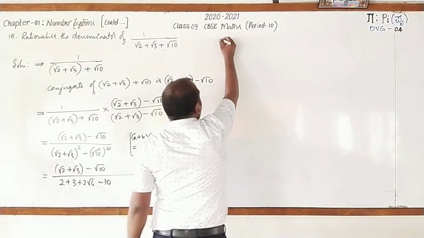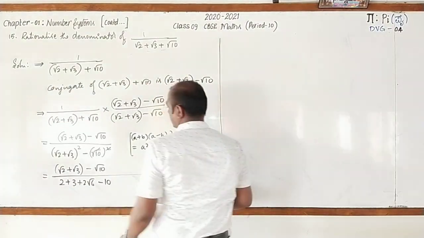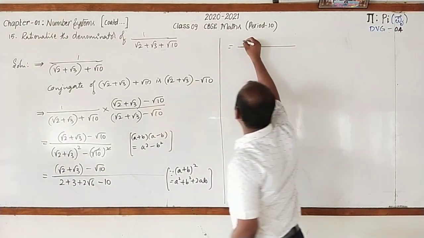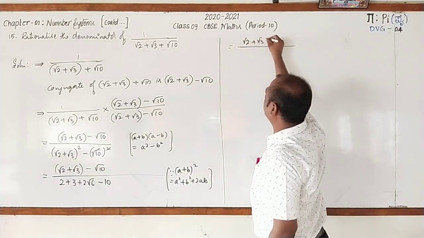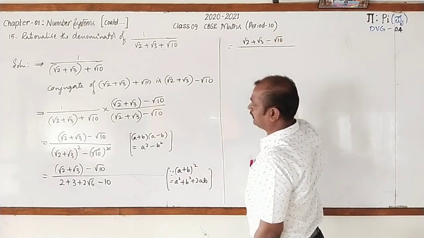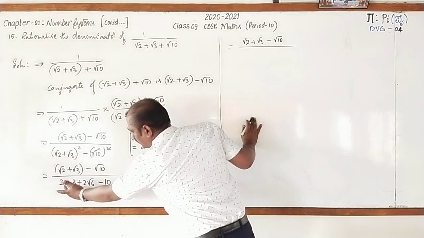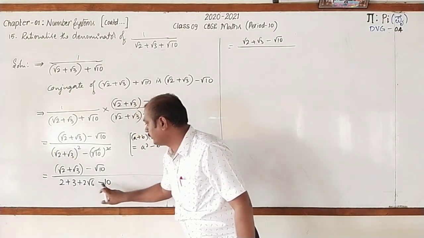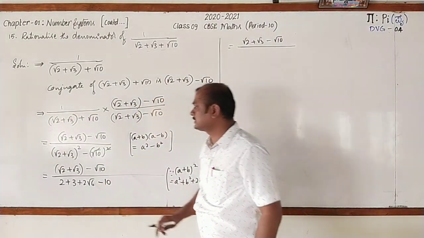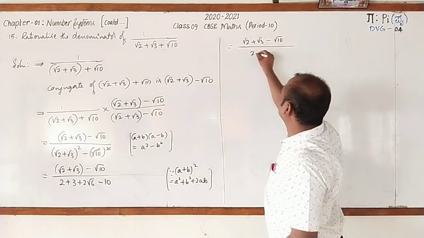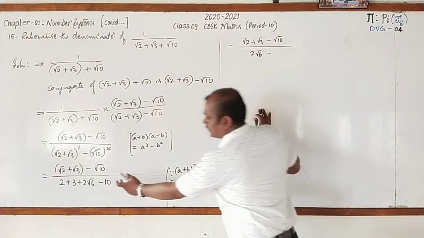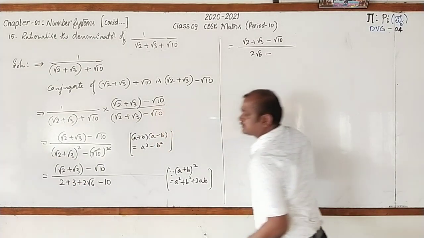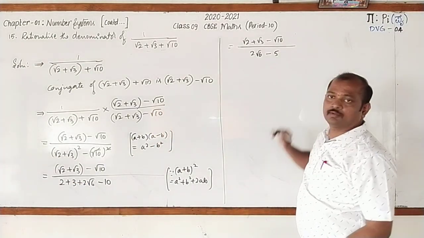Let me continue that here. Observe numerator, it is as it is, that is root 2 plus root 3 minus root 10 divided by, what is 2 plus 3? It is 5. 5 minus 10 minus 5. So 2 root 6, yeah, 2 plus 3 is 5, minus 10. Minus 10 plus 5 is minus 5. Okay.